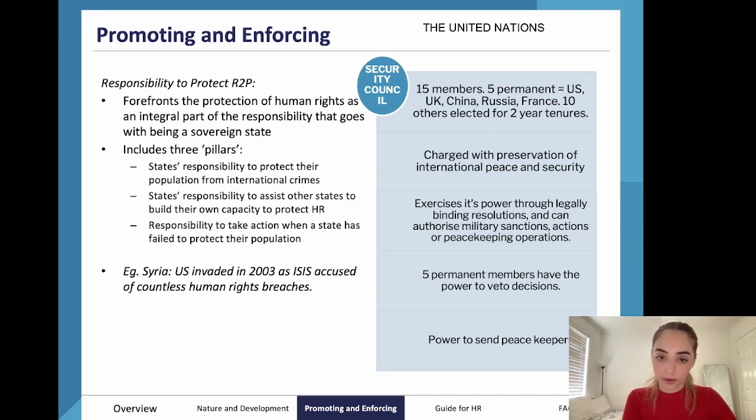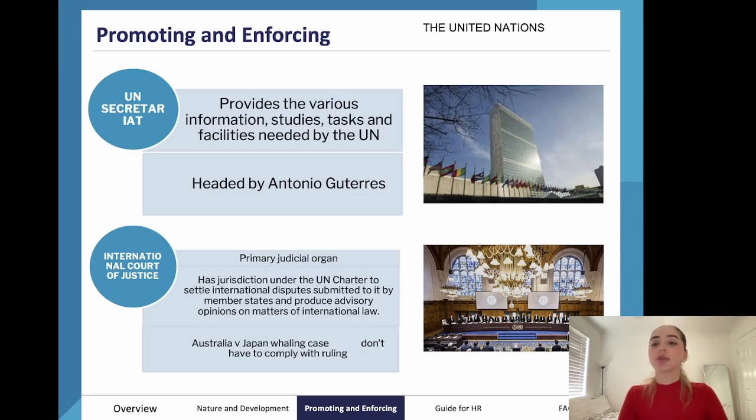They have veto power. Okay, there's also the UN Secretariat, which provides the various information, studies, tasks, and facilities needed by the UN. So it's doing all the information gathering. And then we also have the International Court of Justice, or the ICJ, which is the UN's primary judicial organ. It has jurisdiction under the UN Charter to settle international disputes submitted to it by member states and produce advisory opinions on matters of international law.